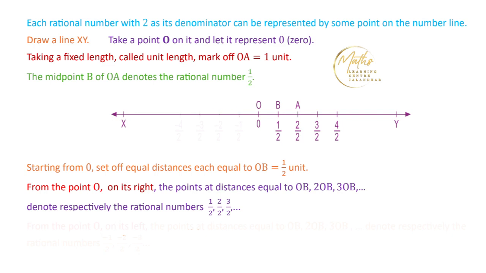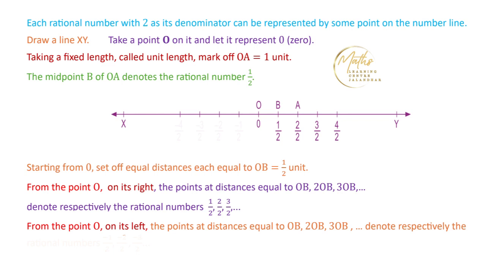Now we are going to mark the points on the left of OB. This length is 1 by 2 length. We have marked these points at the distance 1 by 2 from each other. So from the point O, on the left hand side, the points we have marked are at the distance OB, 2OB, 3OB, and so on. And these points denote respectively the rational numbers minus 1 by 2, minus 2 by 2, minus 3 by 2, minus 4 by 2, and so on.